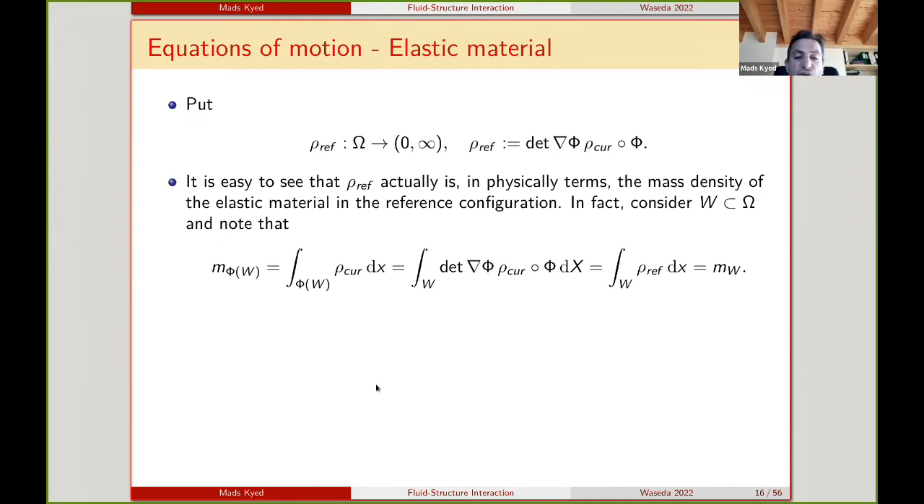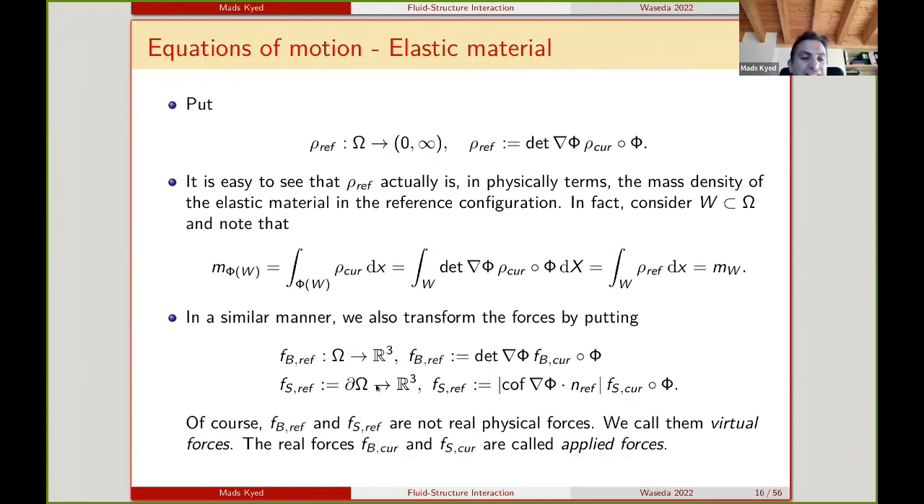Now you can change coordinates, and by change of coordinates you get the Jacobian determinant of gradient phi in your integral. Here you see that after the change of coordinates we are just integrating over the reference density, so we get that the mass of the deformed region, phi of V, is equal to the mass of the region itself. So the reference density I have defined like this is the physical density.